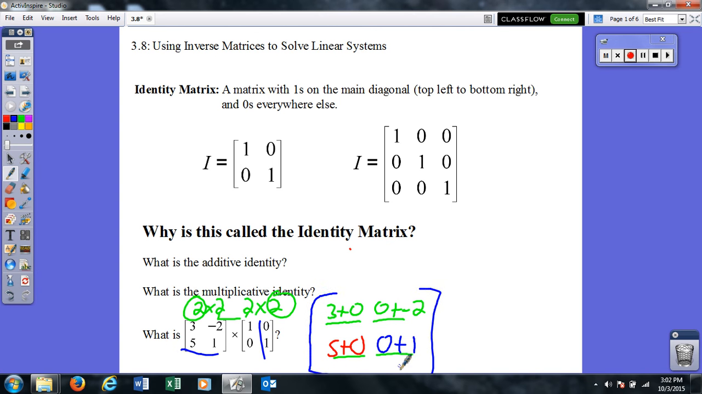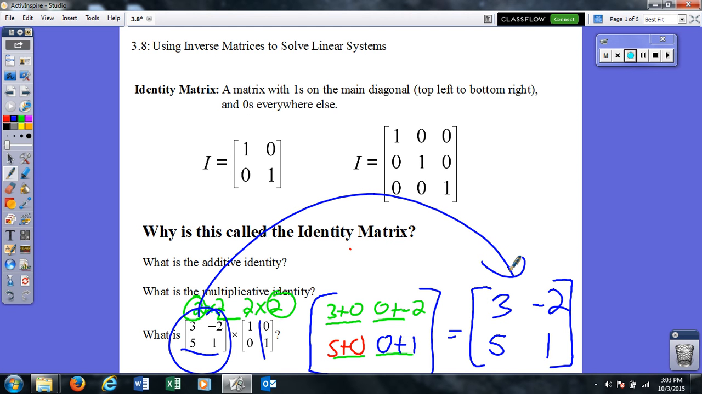If we simplify everything in that matrix, 3 plus 0 is 3, 0 plus negative 2 is negative 2, 5 plus 0 is 5, 0 plus 1 is 1. And look at that, we get back the exact same matrix. Between here and here, nothing changed. When we multiply by that matrix, we get back the original matrix. That's why this is the identity matrix. When you multiply by the identity matrix, the thing you multiplied keeps its identity. It doesn't change.